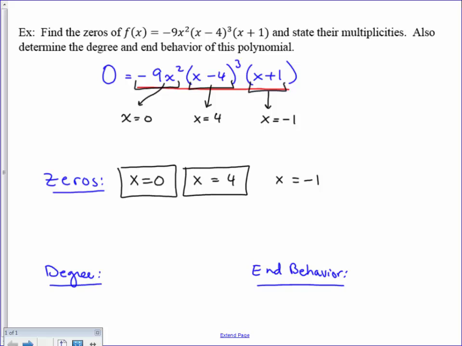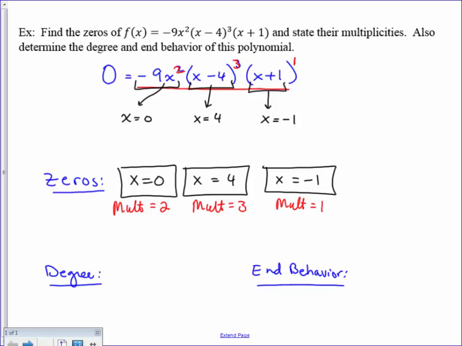For each one of these, I have been asked to give the multiplicity. The multiplicity comes from the power on my factors. On the x, I have a power of 2, so its multiplicity is equal to 2. For x equals 4, I have a power of 3, so the multiplicity there is 3. And then finally, for x equals negative 1, the understood power on that factor is 1, so the multiplicity there is 1.